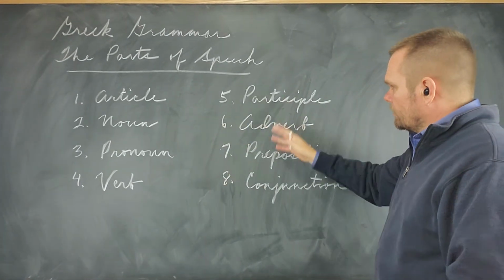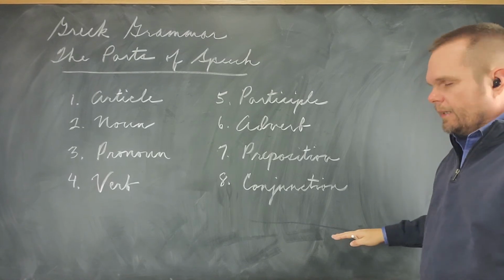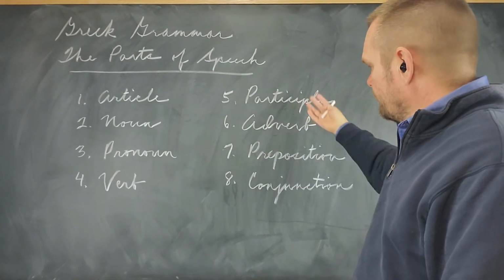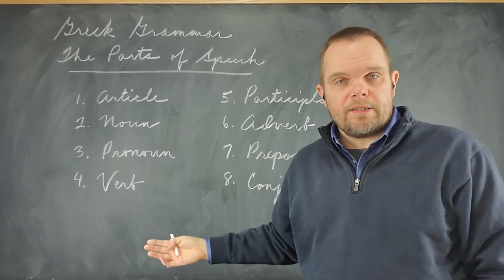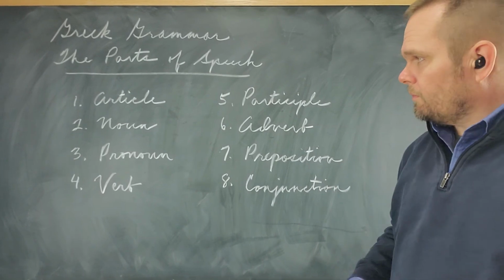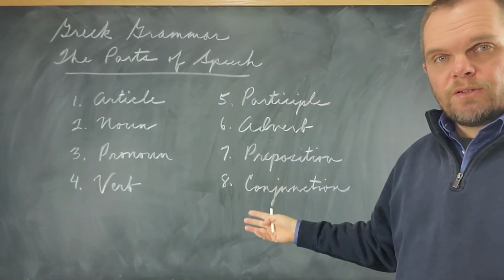The other thing you'll notice as we go through here is that in Latin, the 8th part of speech was the interjection. And in Greek, we see there's no interjection listed among the 8 parts of speech. So those are the 2 differences between the etymology of Greek and the etymology of Latin.